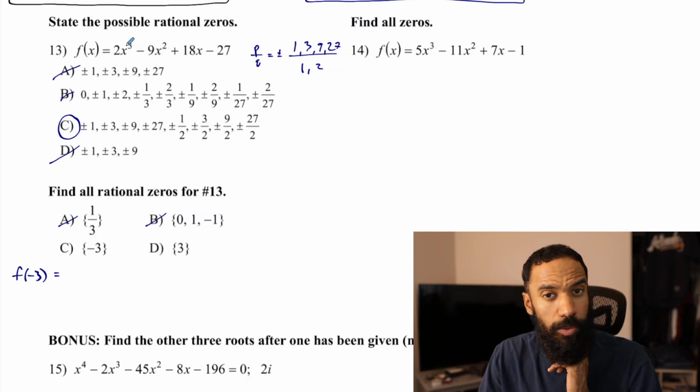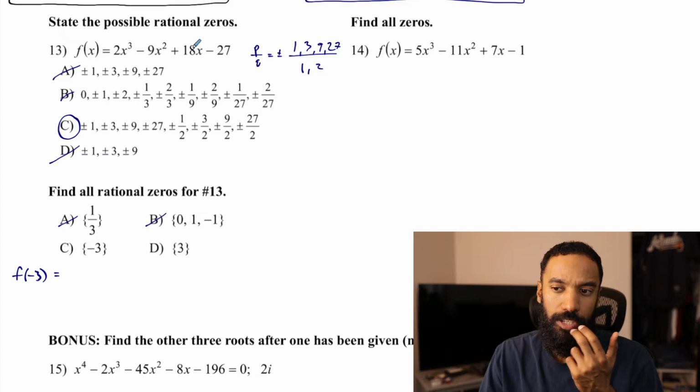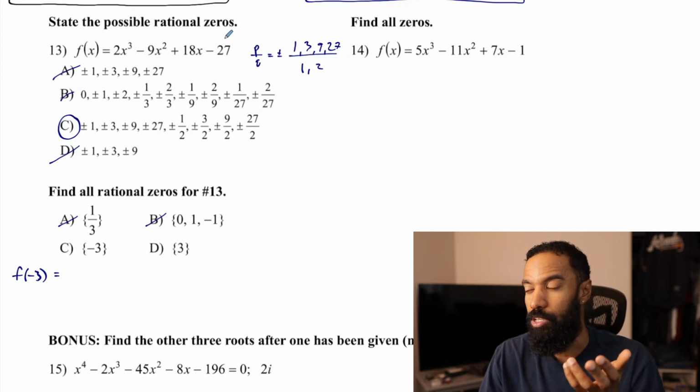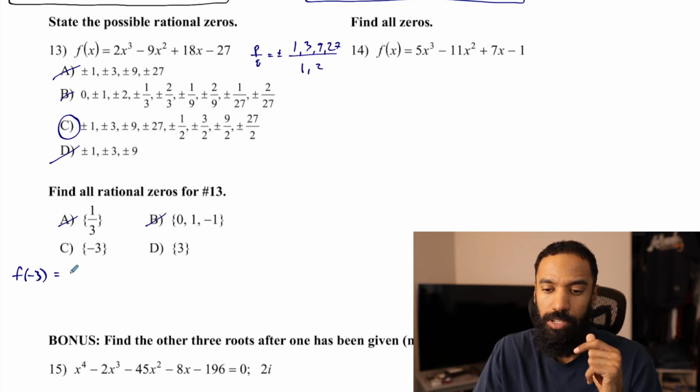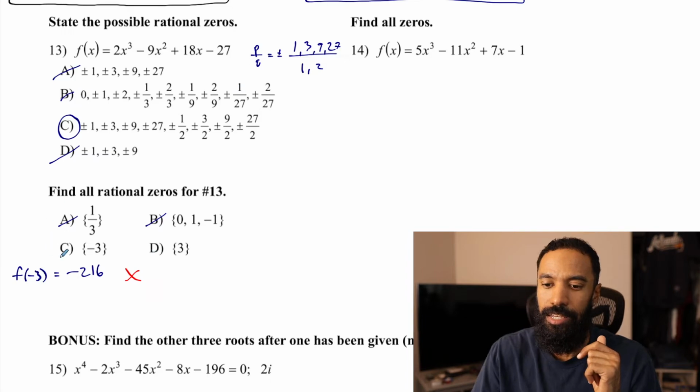-3 cubed is -27, times 2 is -54. -9 times 9, -3 squared, is 81. So -54 minus 81 is -135. -54 is -189. -27 is -216. So clearly not 0. So it looks like it's got to be D.